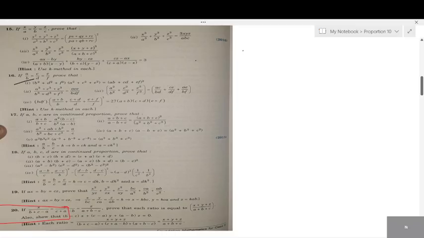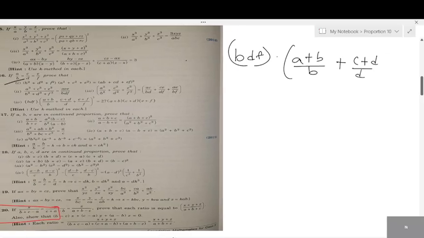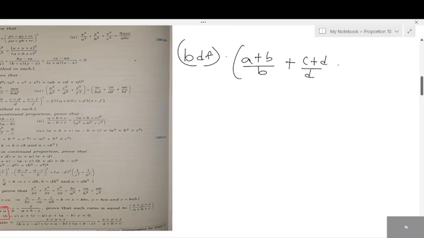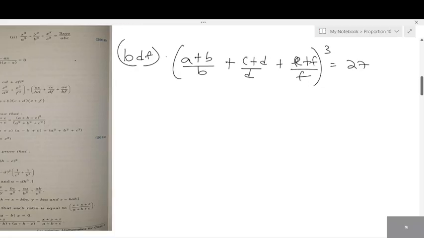It is tough. B, D, F into A plus B divided by B plus C plus D divided by D, A plus B divided by C plus B divided by B plus F divided by F, the whole cube. This is equal to 27 A, B, C, D, E, F.